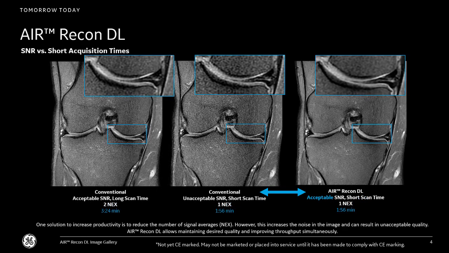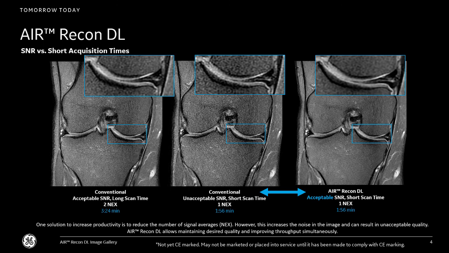So in the second slide, you see an example where we keep exactly the same resolution, but we are shortening down the scan time. On the left-hand side, you see the conventional scan, which takes around 3.5 minutes. And then we shorten down the scan time to closer to a 2 minute scan time, and usually the images would be really, really noisy and not acceptable anymore. But using AIR Recon DL and removing all the noise out of the image, we get a result which is really more than acceptable again.